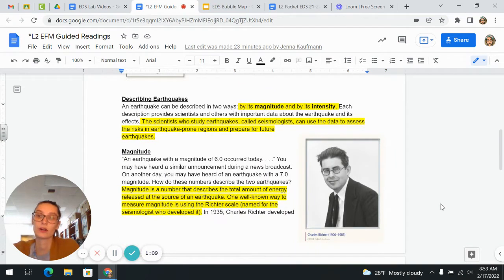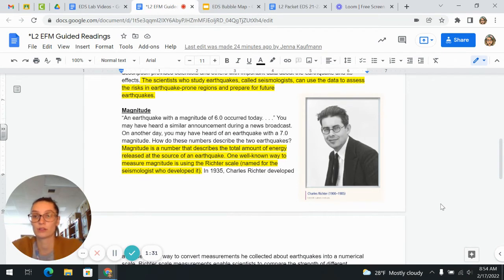Describing earthquakes. An earthquake can be described in two ways, by its magnitude and by its intensity. Each description provides scientists and others with important data about the earthquake and its effects. The scientists who study earthquakes are called seismologists. They can use data to assess the risks of an earthquake-prone region and prepare for future earthquakes.